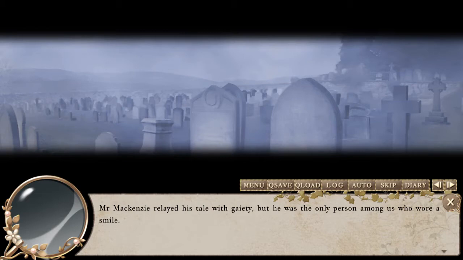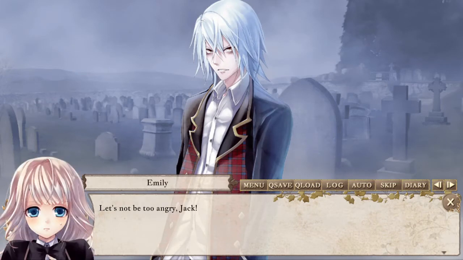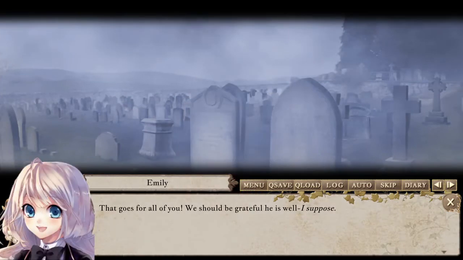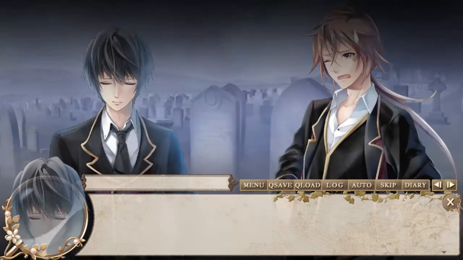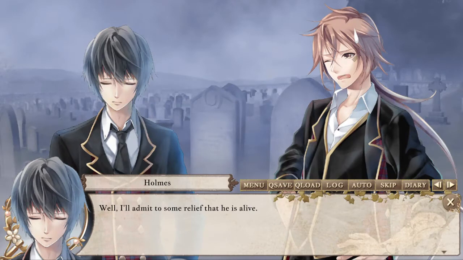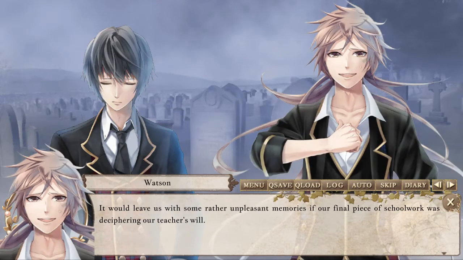Mr. Mackenzie relayed his tale with gaiety, but he was the only person among us who bore a smile. I'd rather bury you right here. Let's not be too angry, Jack. That goes for all of you. We should be grateful he is well, I suppose. Well, I'll admit to some relief that he is alive. It would leave us with some rather unpleasant memories if our final piece of schoolwork was deciphering our teacher's will.